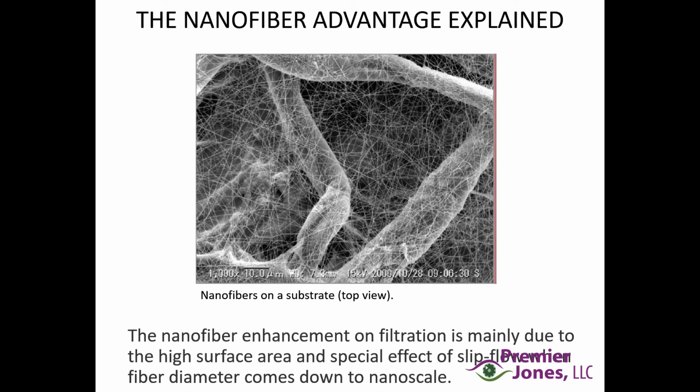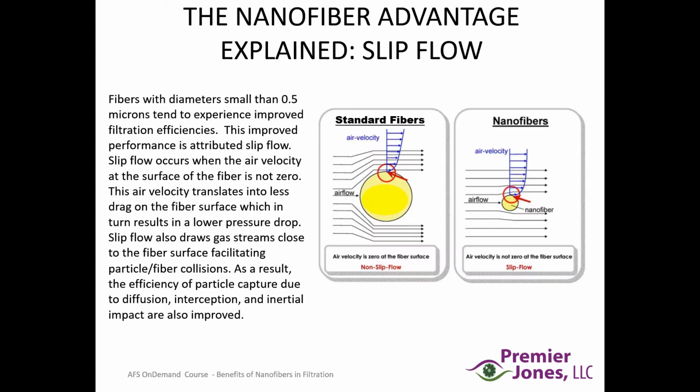The nanofiber enhancement on filtration is mainly due to the high surface area and special effective slip flow when fiber diameter comes down to the nanoscale. Fibers with diameters smaller than 0.5 microns tend to experience improved filtration efficiencies. This improved performance is attributed to slip flow.